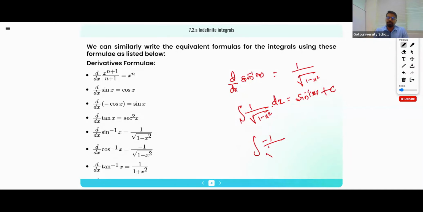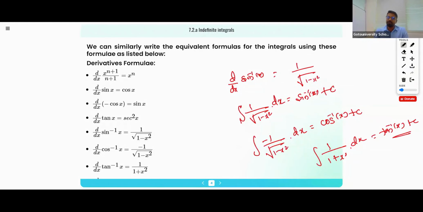Similarly, the integral of minus 1 by root of 1 minus x square dx should give you what? Cos inverse of x plus c. In case I'm talking about 1 by root of 1 plus x square with respect to x, it should give you what? Tan inverse of x. And these inverse functions play a very important role in understanding some very typical integrals, where it may be very difficult to solve without knowing this inverse trigonometric differentiation.